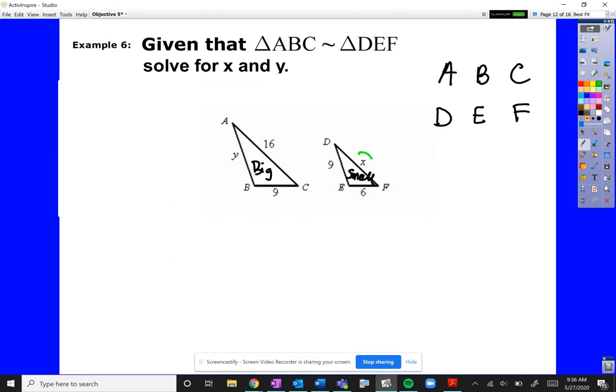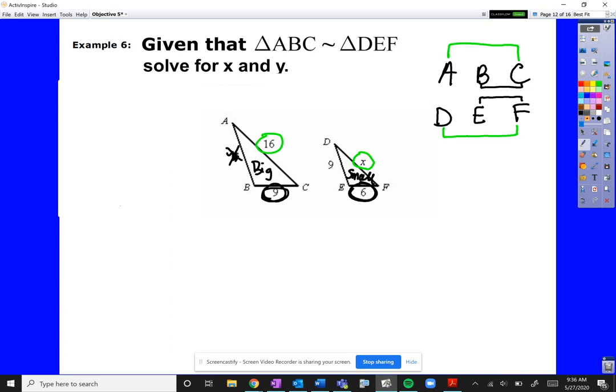All right, so we know we're going to use x, which is the side that goes D to F. Then in the big triangle, what other side corresponds to that? Well, it's got to be A to C. And here's the thing, guys: we can't solve a proportion with two variables. So for the time being, we can't use the y, which means we have to use the 9, which is BC. So we also need to use the same corresponding side, which is EF.